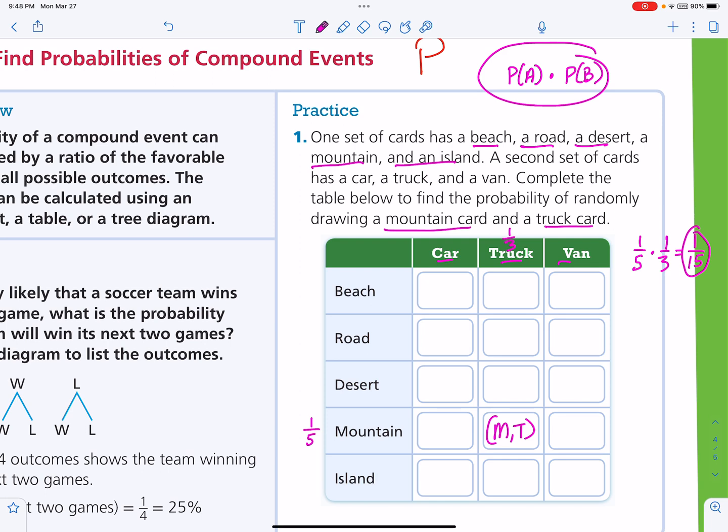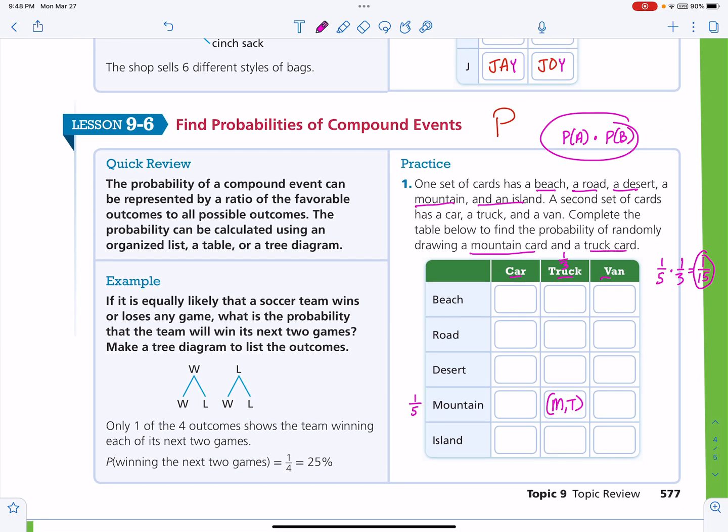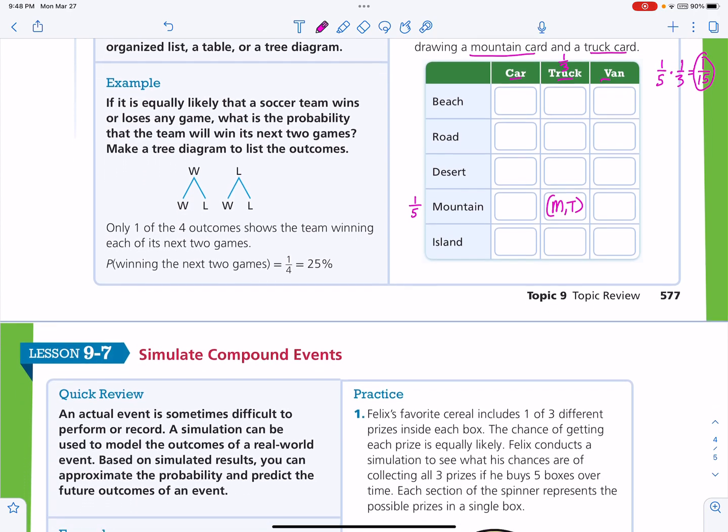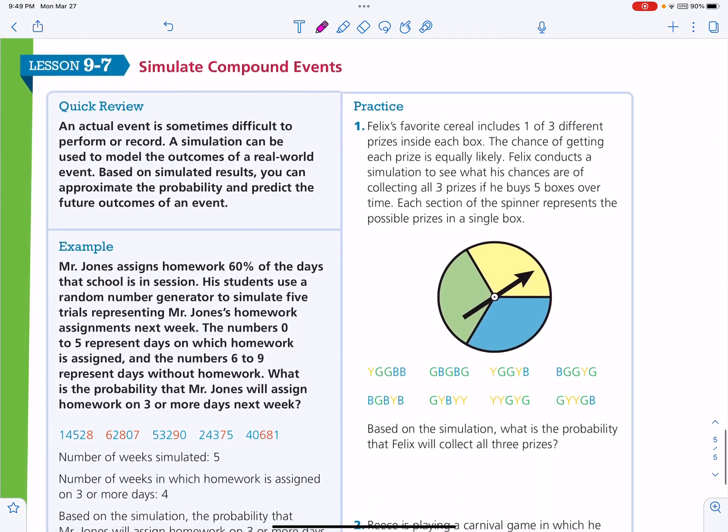There's only one of those that is going to exist, and it is out of the 15, and so you can see it creates 1/15. Okay, just like the math that we did already. All right, let's go ahead and move on to the next problem here.